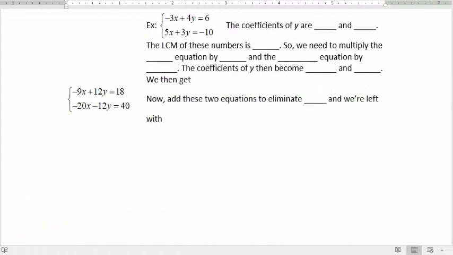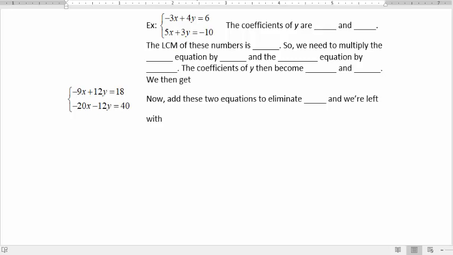So moving on to our second example here, negative 3x plus 4y equals 6 and 5x plus 3y equals negative 10. Now in this case, one might make the argument, and it would probably be a good argument, that it's actually easier to eliminate the x variable in this instance, but it seems like I'm forcing your hand here to discuss the y, so I guess it looks like we're going to be eliminating y here.